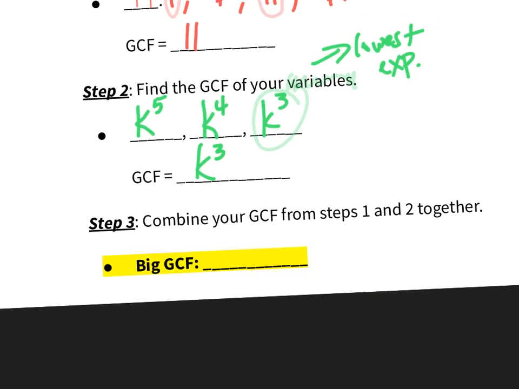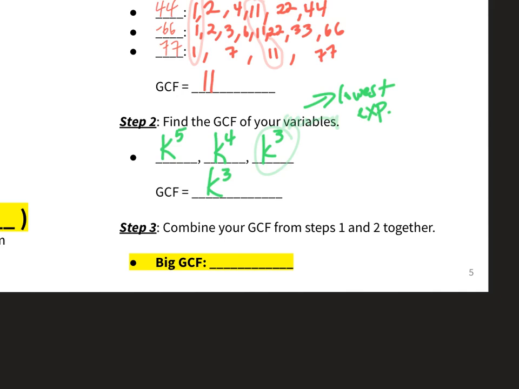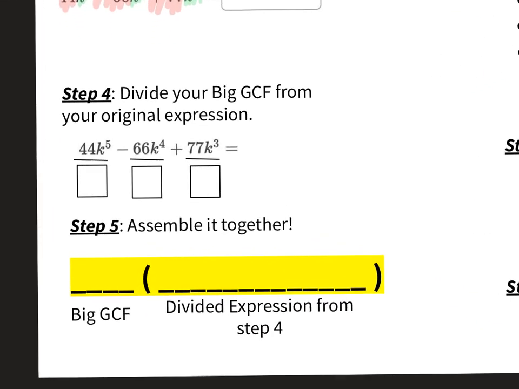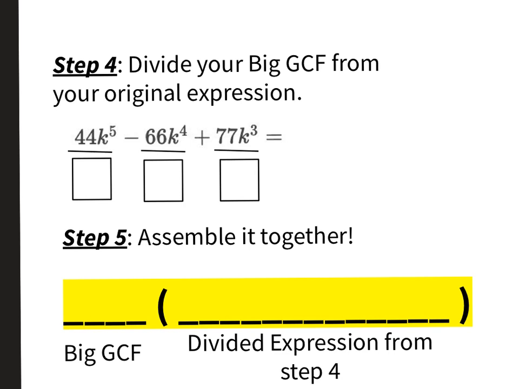Now, for step 3, I get my big GCF by putting together my GCF from step 1, which was 11, and my GCF from step 2, which was k to the 3rd power. That's my big GCF. We're going to use that big GCF to divide out every single term in my expression. Underneath every single term in my original expression, I'm going to write this in yellow, because that represents my big GCF: 11k to the 3rd power, 11k to the 3rd power, 11k to the 3rd power. I'm going to use my dividing skills for polynomials and monomials to actually divide this out.